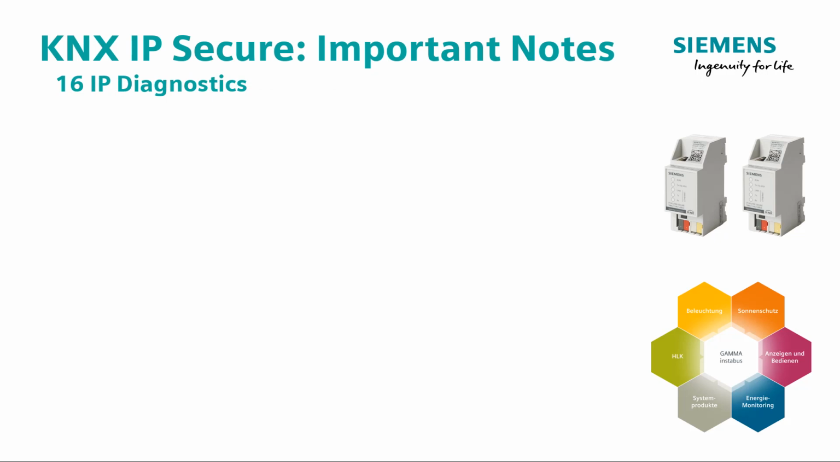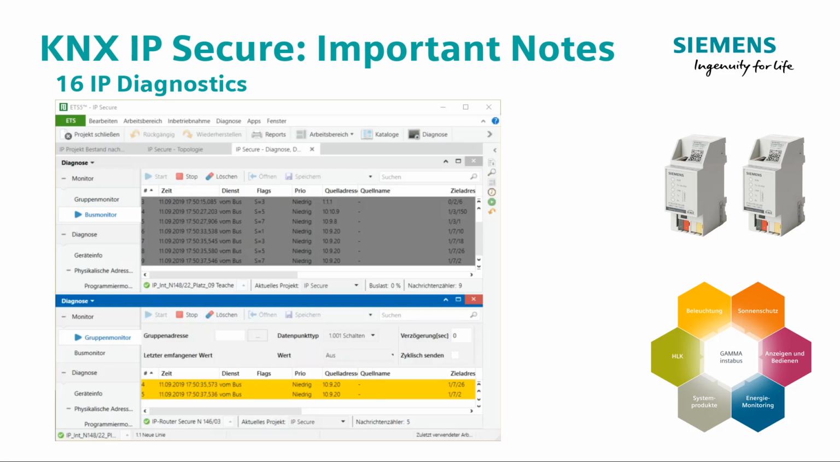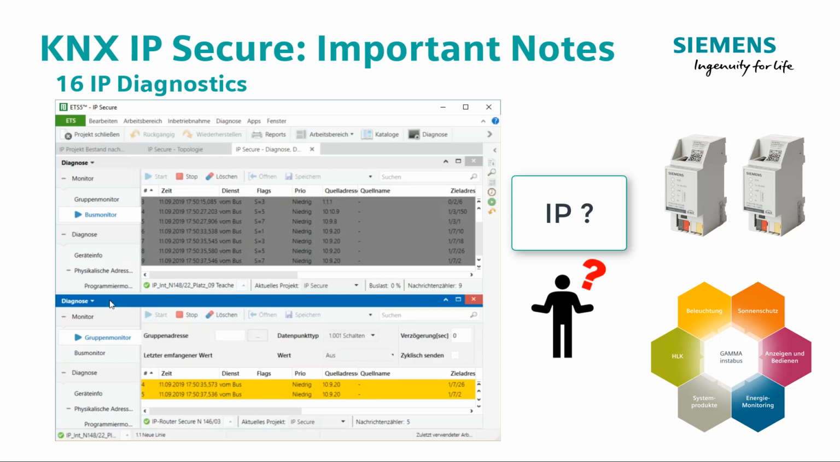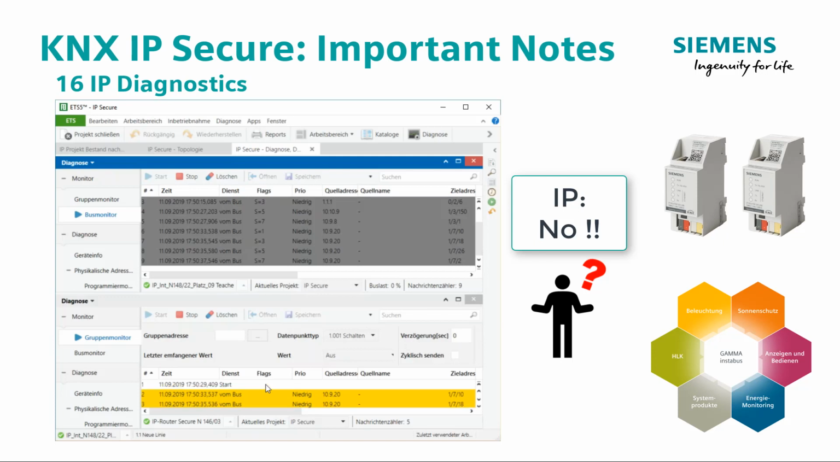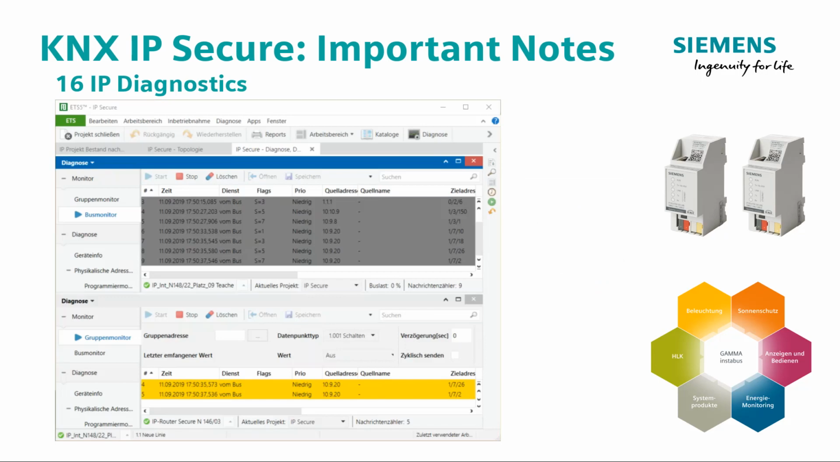16. IP Diagnostics. In ETS, there are bus and group monitors. This means that communication via the IP network can only be monitored to a limited extent, since the interfaces used for IP routing and IP tunneling only allow telegrams suitable for twisted pair to pass through. If the IP datagrams have to be recorded for some reason, there is only one tool left: Wireshark.